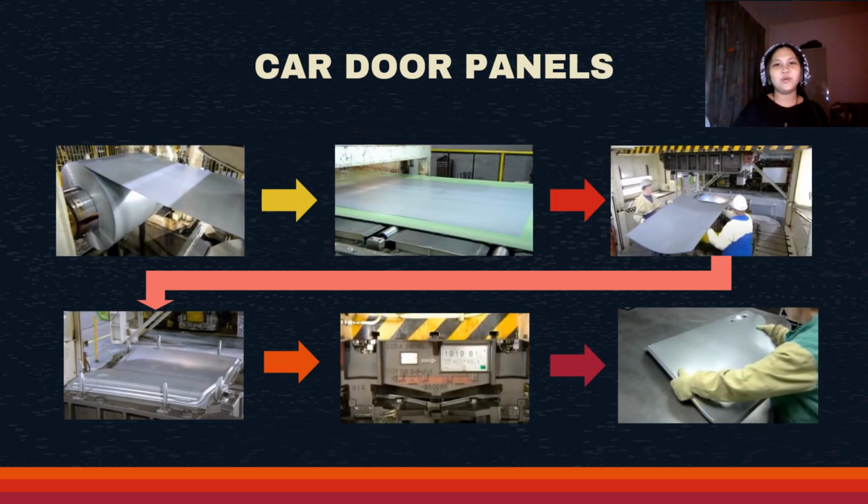Our second component, which is the car door panels. To explain the manufacturing process of metal forming of a car door panel, the material used in the process is carbon steel, a type of strong, malleable alloy. A production machinery uncoils the rolls of carbon steel, as you can see in the second picture, and straightens it.